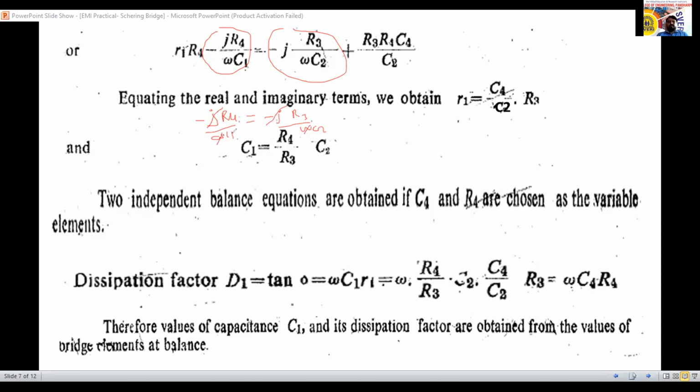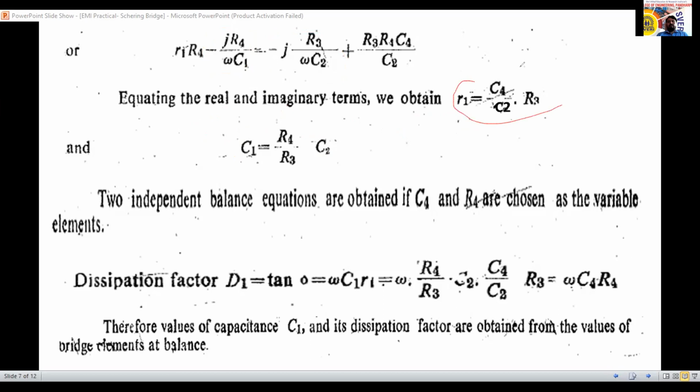So R4 by C1 is there, R3 by C2 is there. So this C1 I will send here and C2 I will send here now. So this equation will become like this: R3 C1 equal to R4 C2. Which is the unknown capacitance here? C1 is the unknown capacitance, so we want C1 only. So send this R3 here, it will become the denominator. So C1 equal to R4 by R3 into C2. We have written here. Is it clear?